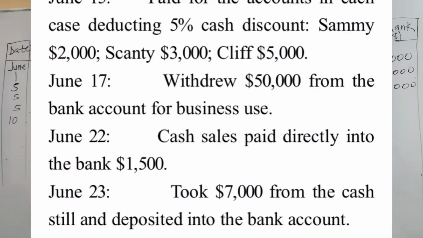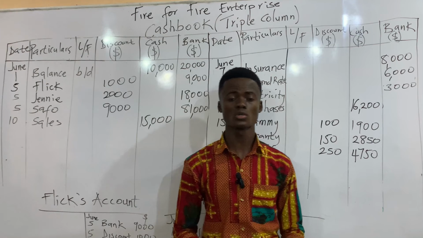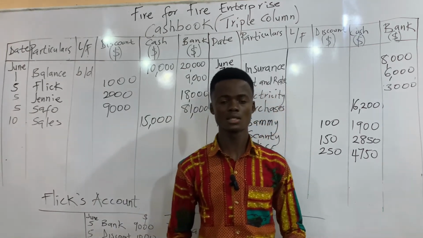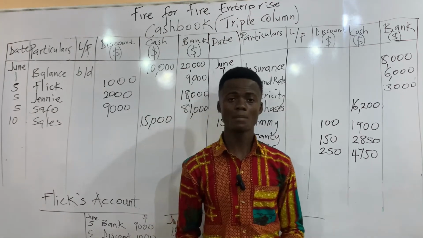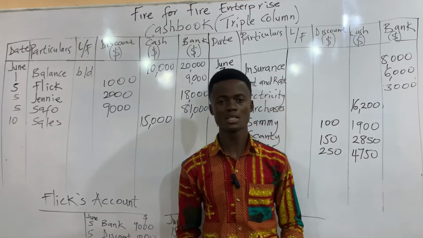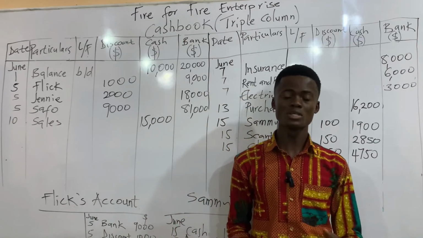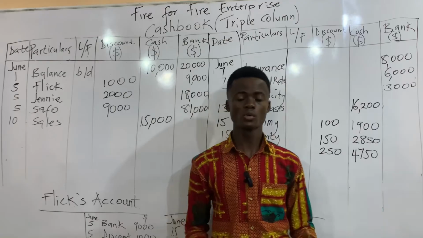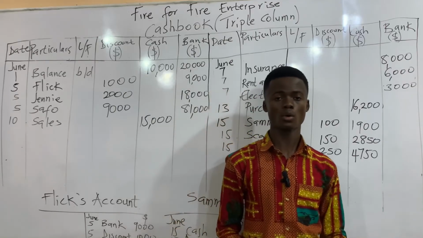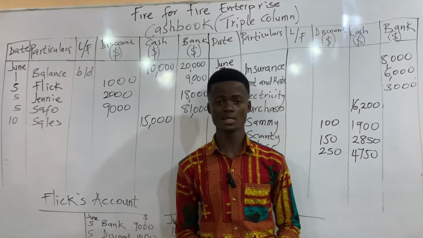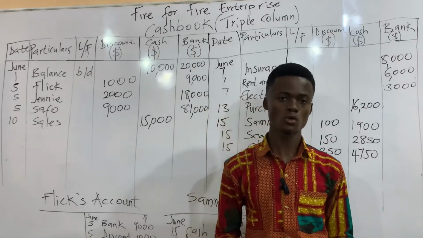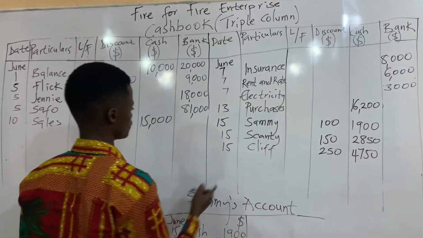So the next transaction also says that on June 17th, withdrew $50,000 from the bank account for business use. So this transaction also means that $50,000 was taken from the bank account of the business for business use. Whenever an amount is taken from the bank account of the business for business use, the account that received this amount is the cash account. So here it means we need to credit the bank column of our cash book and then debit the cash column of our cash book. So this also took place on June 17th.